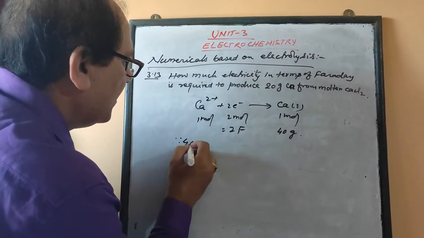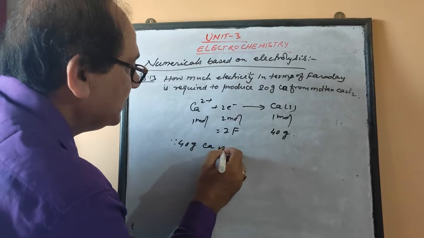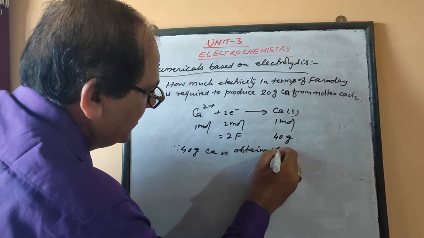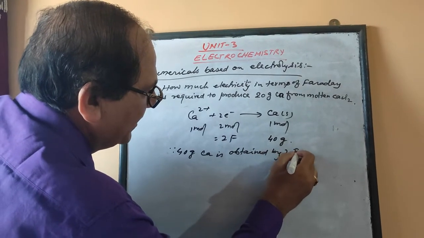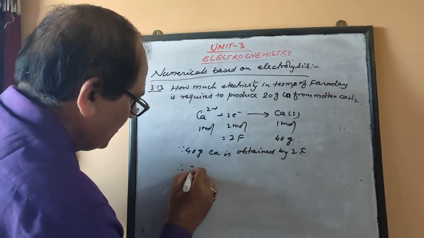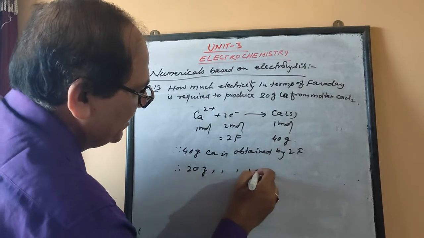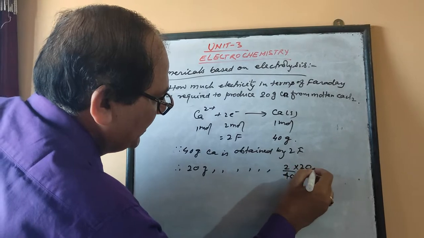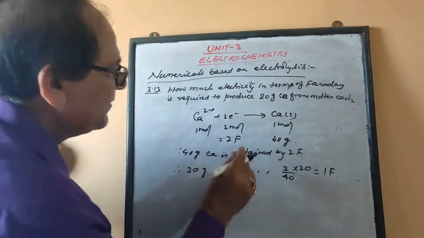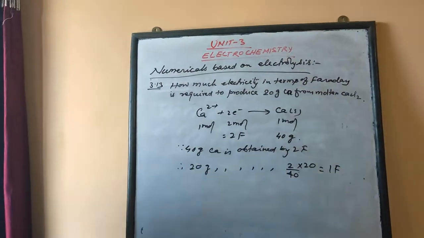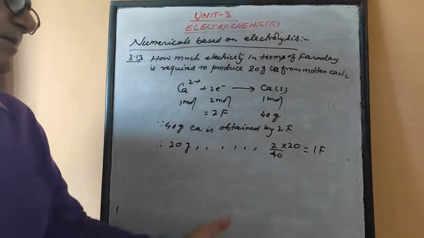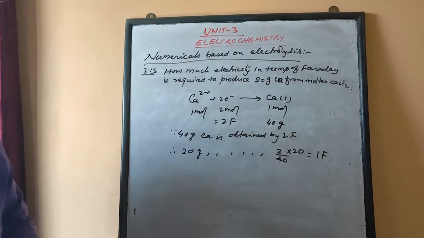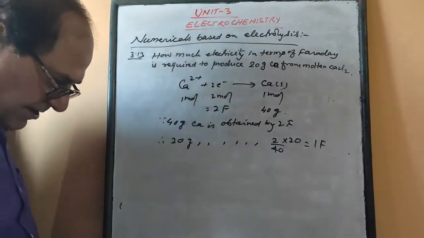Since 40 gram calcium is obtained by 2 Faraday, therefore 20 gram calcium is obtained by 20 by 40 into 2, equals 1 Faraday. It's very simple. And if one is asking how much Coulomb is required, you multiply by 96500 Coulomb, you can get. Now the same pattern questions are there.